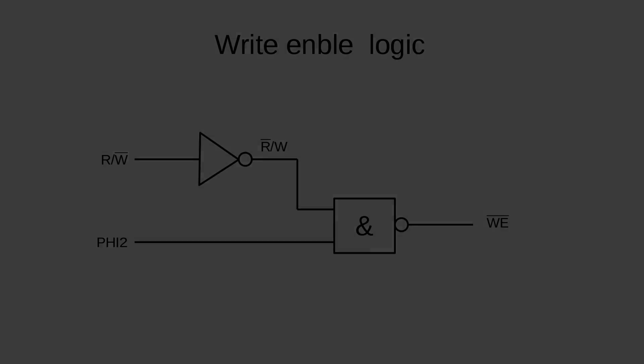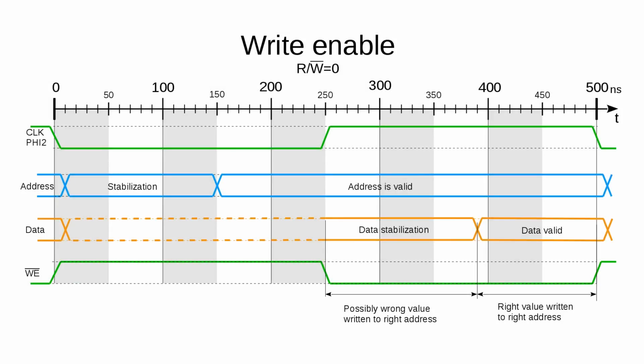The timing diagram of the write sequence will now look like this, but the signal delays of the gates are not displayed. We can see that the address is valid during the entire write-enable period, but we may put invalid data into memory in the beginning before it has stabilized. In the end, however, there is enough time for the data to stabilize so that we can guarantee that the right data is stored at the right memory location.